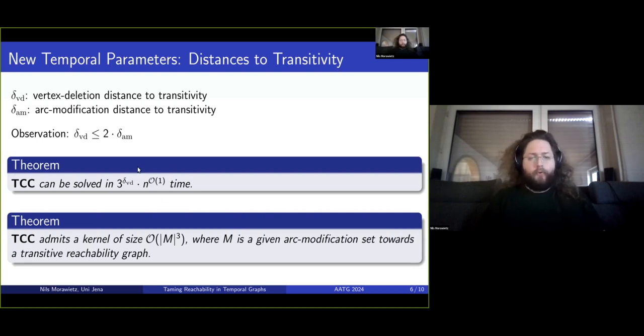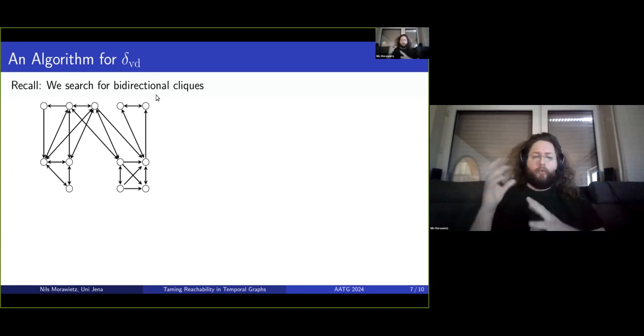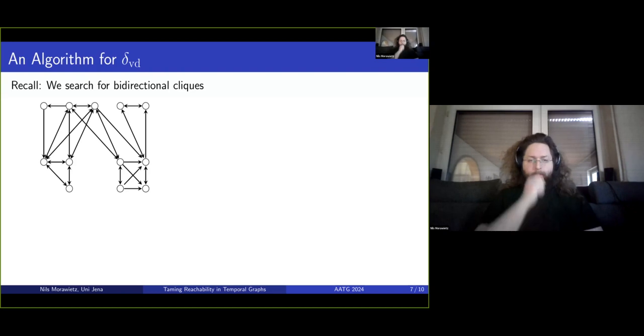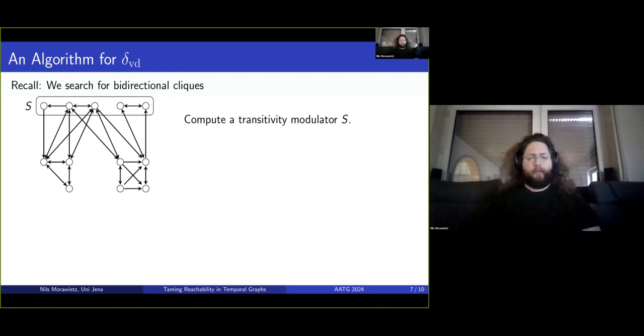Yeah, and in the following, I will slightly talk about this FPT algorithm for the vertex deletion distance. So let's say this is our reachability graph of our temporal graph. And quick reminder, essentially what we want to do is we want to find bidirectional cliques in this reachability graph. So first step, what we do is we compute a transitivity modulator. So a set of vertices we have to remove to obtain a transitive graph. Let's check if this is true for this set.